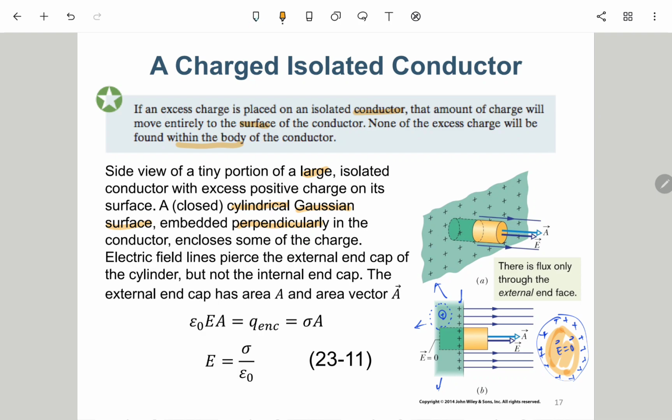Sometimes before we have mentioned that the axis is connecting all the centers of the different circles. Okay, so this is the axis. Perpendicularly means the axis is perpendicular to the surface. We assume the surface is a plane. Electric field lines pierce the external end cap of the cylinder, but not the internal end cap.